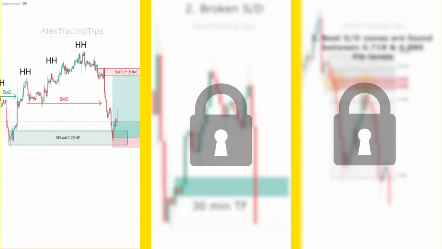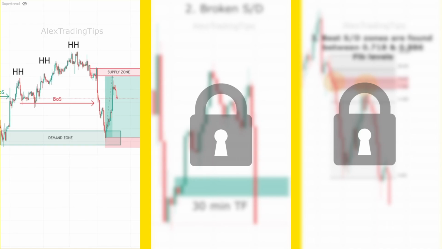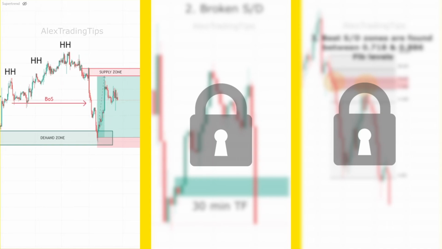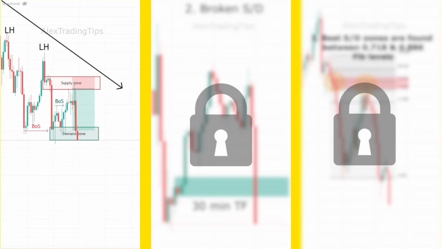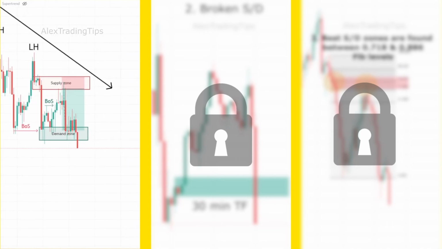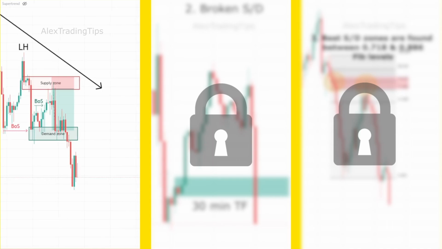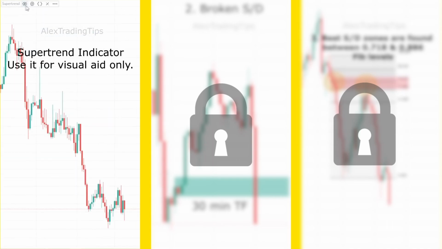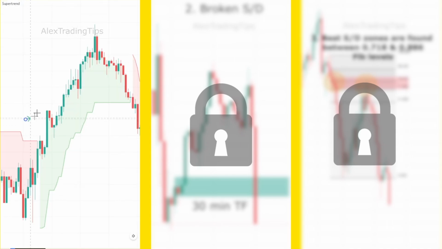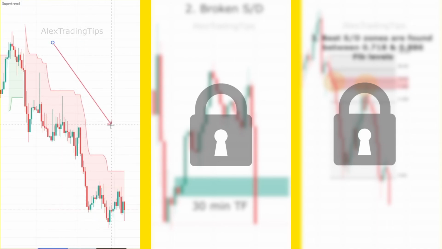You should trade with the trend. If price is making higher highs, only look to enter at the demand zones and use supply zones as your take profit. And the opposite way, when in a downtrend price is making lower highs, enter only at supply and take profit at the next demand zone. If you can't see the trend, go 4 times higher time frame and use the super trend indicator. Trade demand zones if it's green and supply zones if it's red.